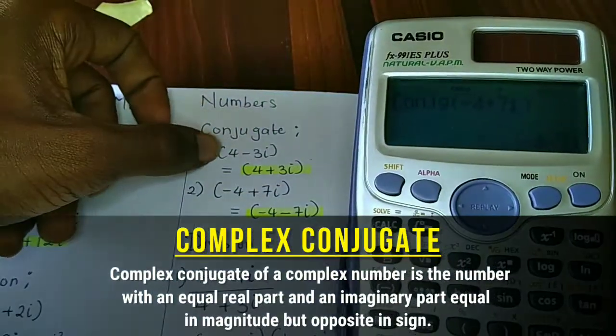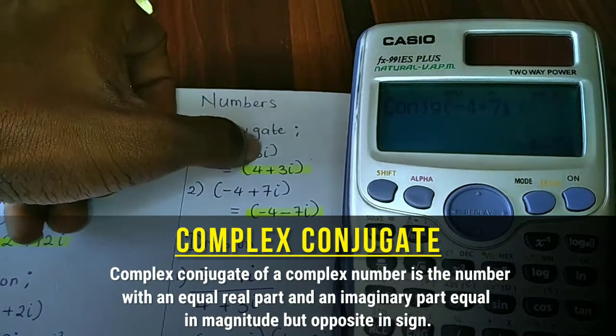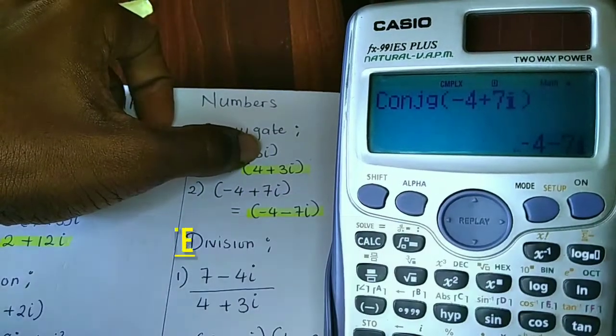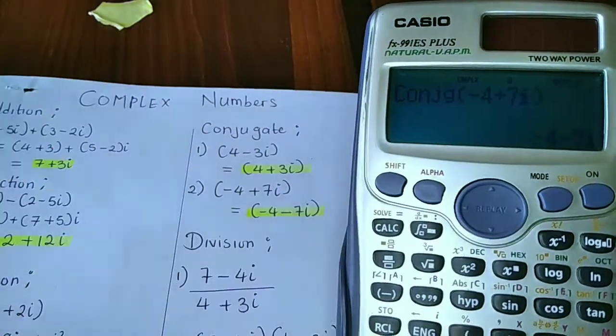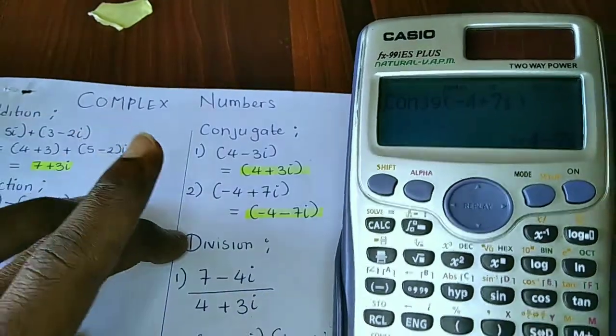Conjugate is literally changing the sign before the imaginary number. You understand? So let's get into a difficult one, that is division.